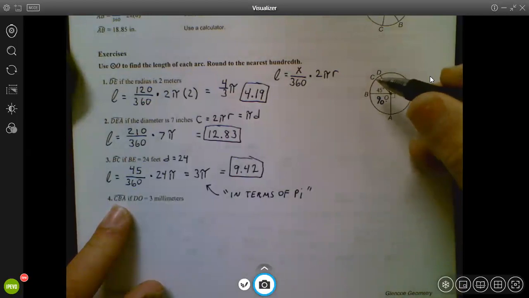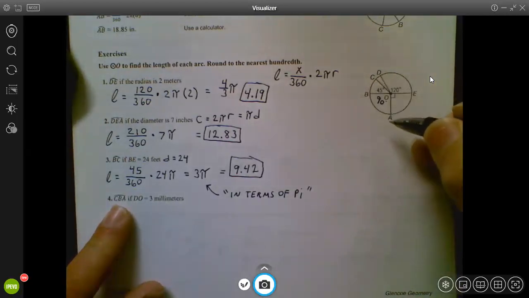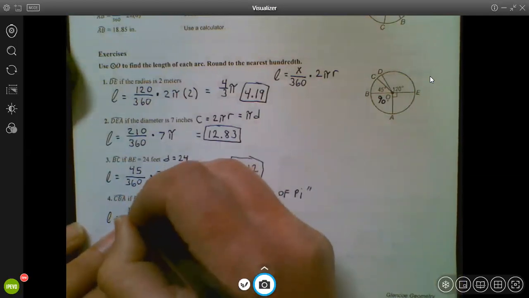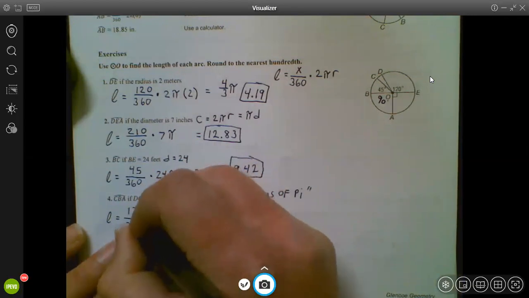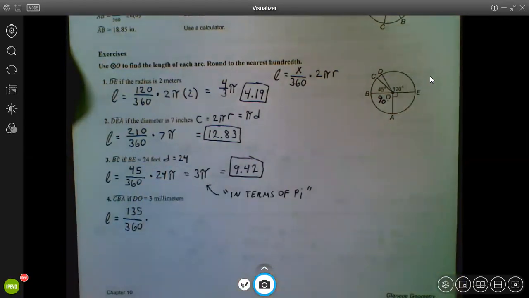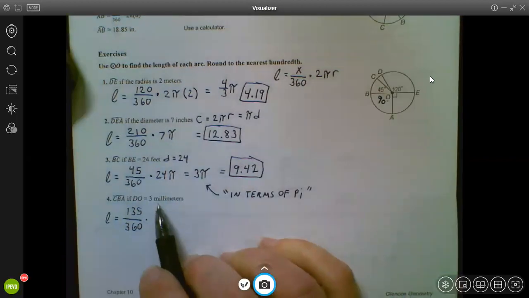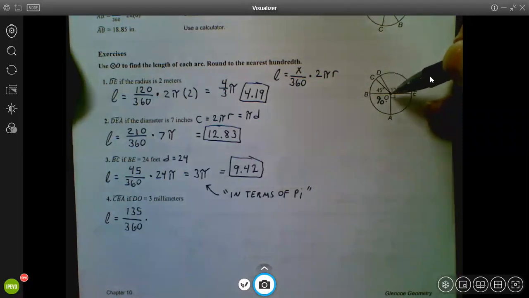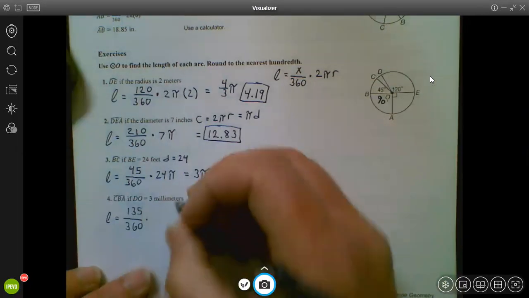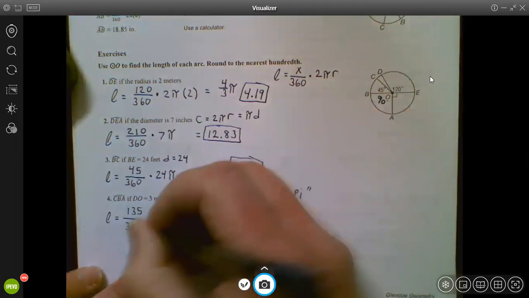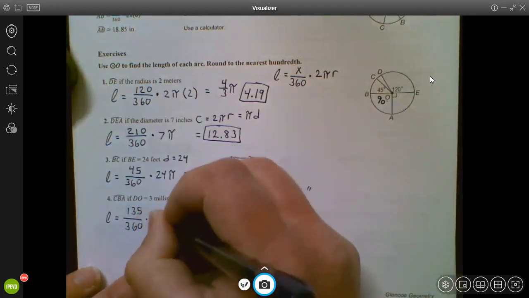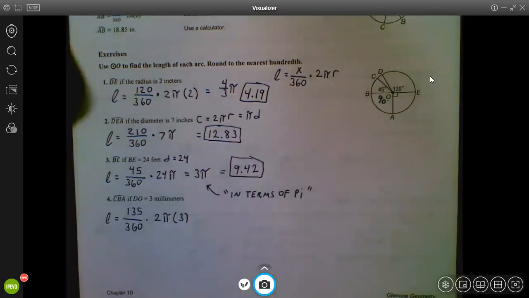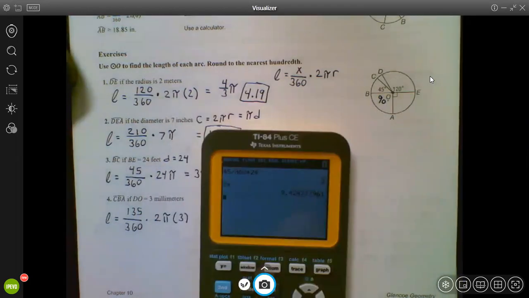So the measure would be 45 plus 90, which is 135 out of 360. And we're going to multiply that by the circumference. So let's see what they're telling us right here. DO is 3. Well, if we look at DO, DO is obviously a radius. So by them telling us that DO is 3, what they're really telling us is that the radius is 3. So 2 pi r. And there's our setup. The rest is calculator work. So let's punch that one in.